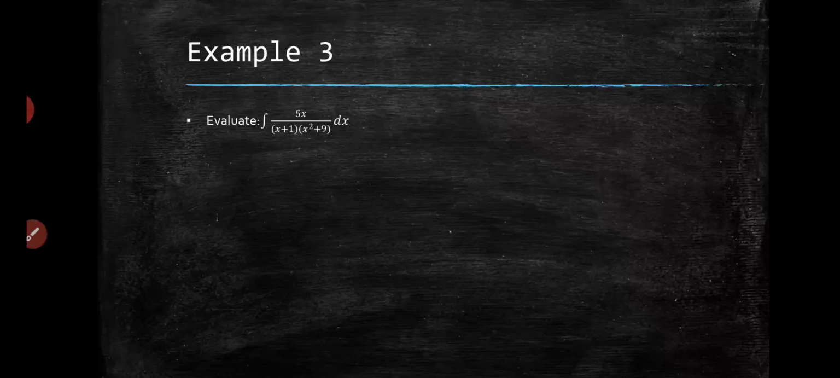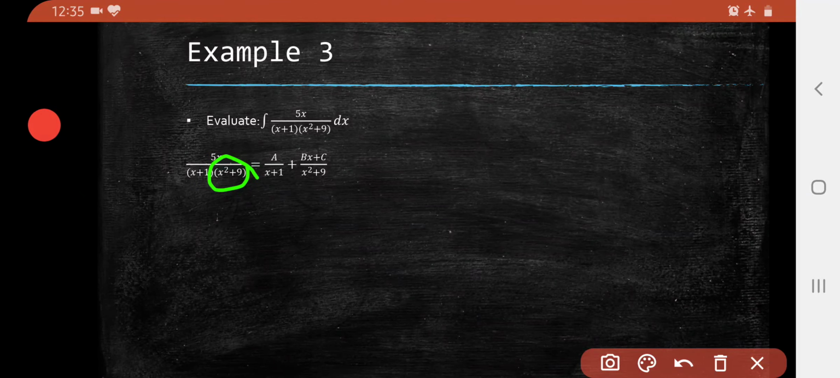Number 3, I have 5x by (x plus 1)(x square plus 9). Now once again, here you see the numerator degree is less than the denominator degree, so no problem with that. But the denominator has a term which is quadratic and irreducible. Irreducible means I can't break this into constituent linear factors. X square plus 9 can't be broken into linear factors. Obviously, if you go into complex numbers, it can be, but as we are talking about integration involving real numbers only, we can't do that.